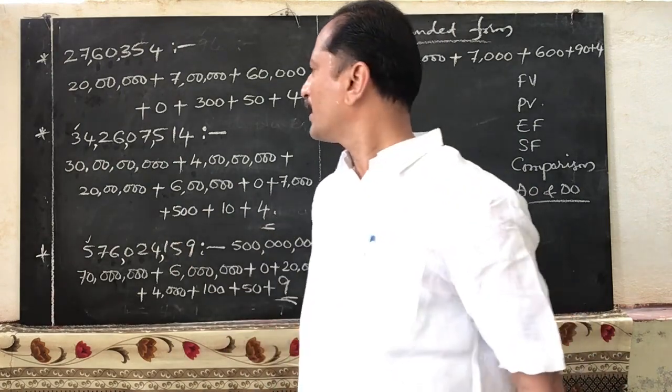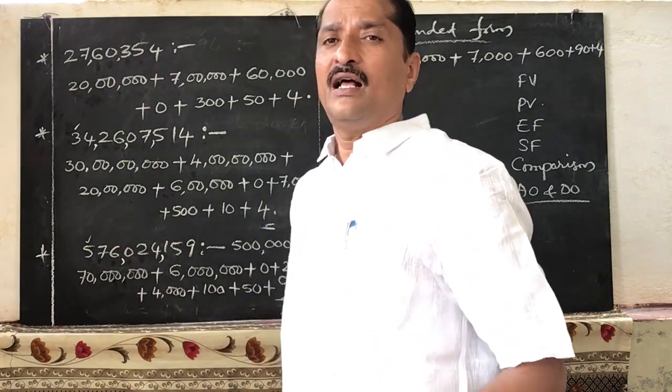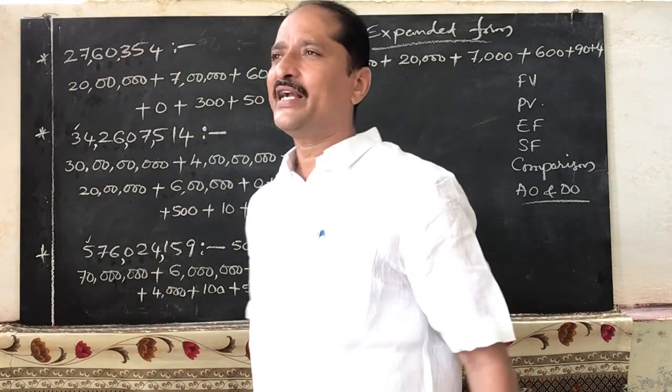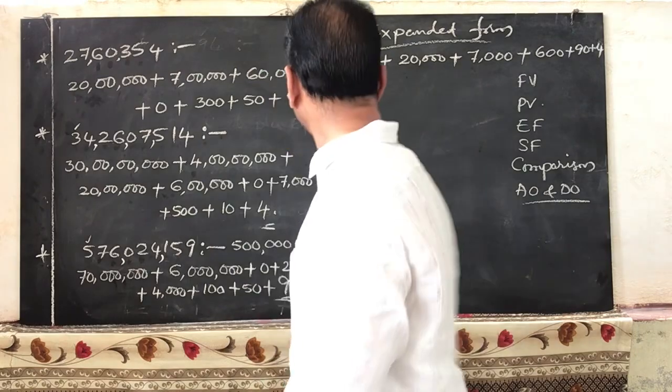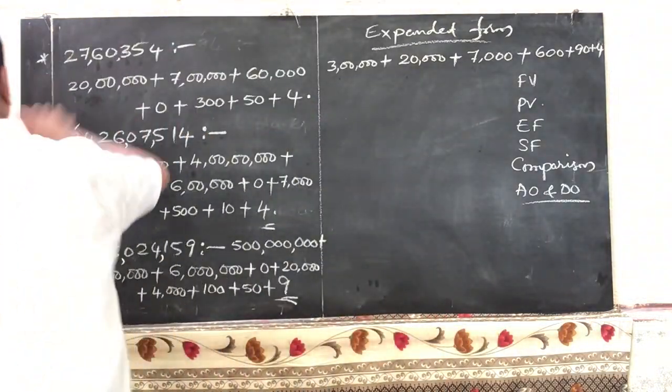Okay, now we can talk about the short form. How can you write the short form? Short form can be written in 3 ways. So how can you write the short form of any number? Now let us see.